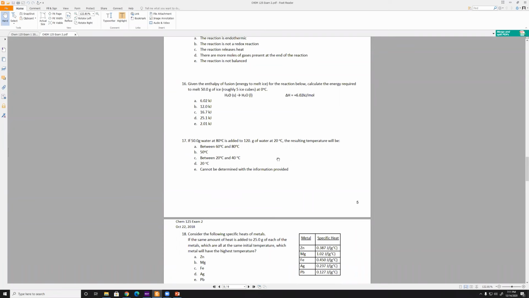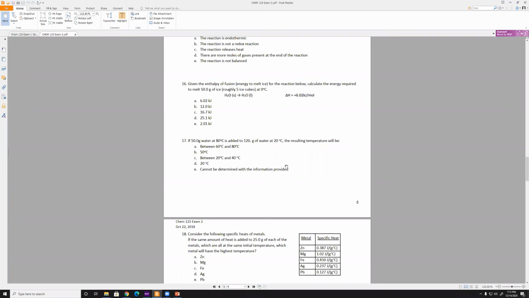Then here we go again. 50 grams of water at 80 degrees Celsius is added to 120 grams of water at 20 degrees Celsius. The resulting temperature will be where? That's a good question. Since they're both water, we don't have to worry about specific heat too much because the specific heats will cancel out. This is a good conceptual question. You have 50 grams at 80, and more than double the amount at 20. That means the equilibrium temperature will be closer to 20 than it is to 80.